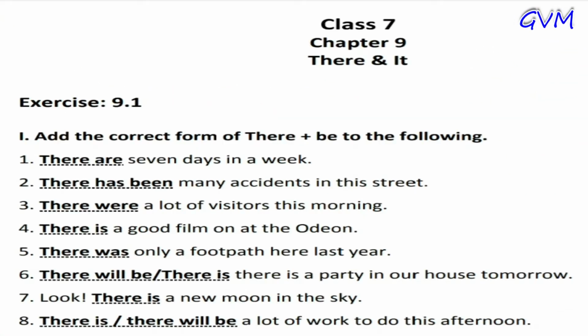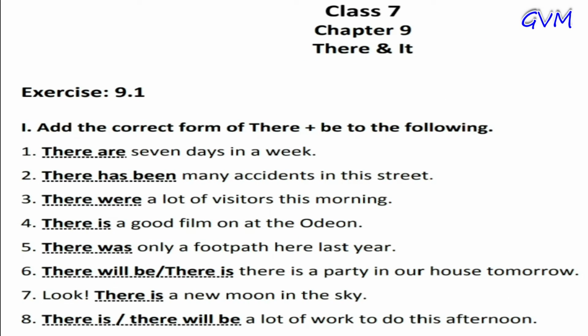Today I am going to start class 7th English grammar textbook chapter 9, and that is "there" and "it". We use "there" in place of a subject plus be in a suitable tense form when we talk about a thing for the first time. We want to say that something exists. We usually use "there" as a dummy subject with a noun phrase and the verb be. It is often used to introduce new information or say that something exists.